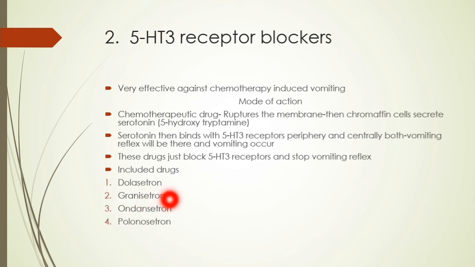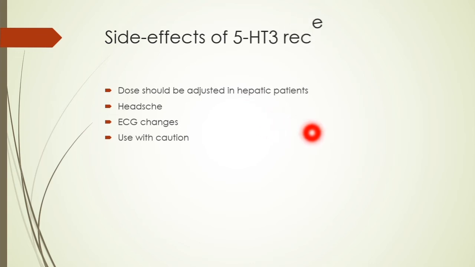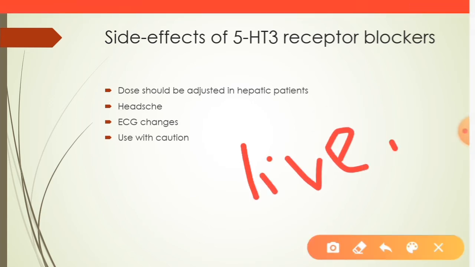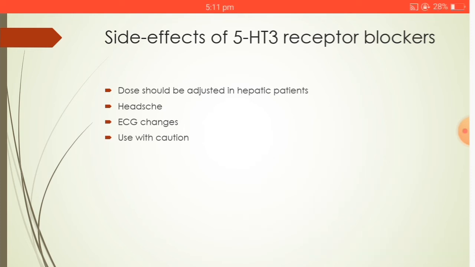and palonosetron. Now moving forward to the side effects of 5-HT3 receptor antagonists. The dose should be adjusted in hepatic patients. It means the patients with hepatic insufficiency should take this drug with very much care, because metabolism of these drugs mainly occurs within the liver.